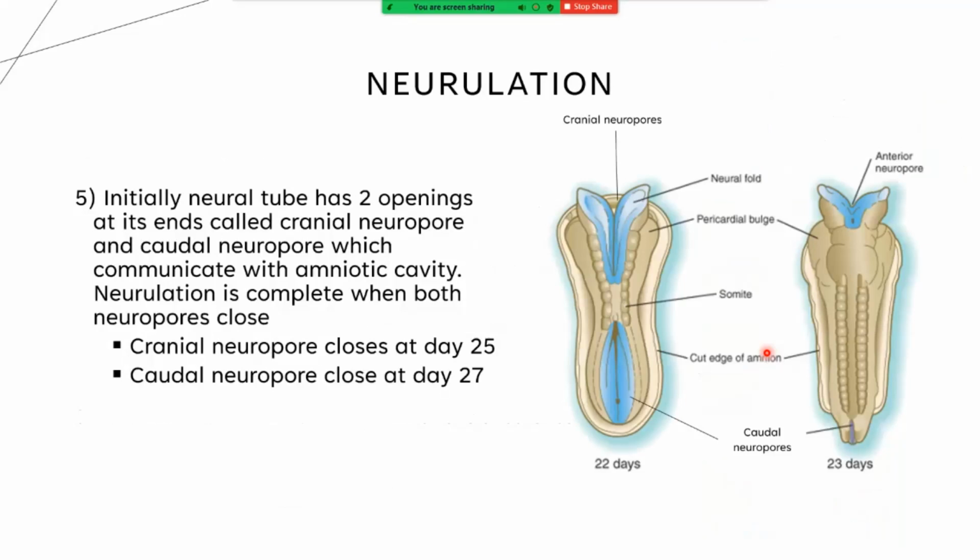Initially, the neural tube has two openings. One is at its cranial end, which is the cranial neuropore, and one is at its caudal or tail end, which is known as the caudal neuropore, which communicates with the amniotic cavity. Neurulation is complete when both neuropores are closed. The cranial neuropore closes at day 25, while the caudal neuropore closes at day 27, two days later than the cranial.